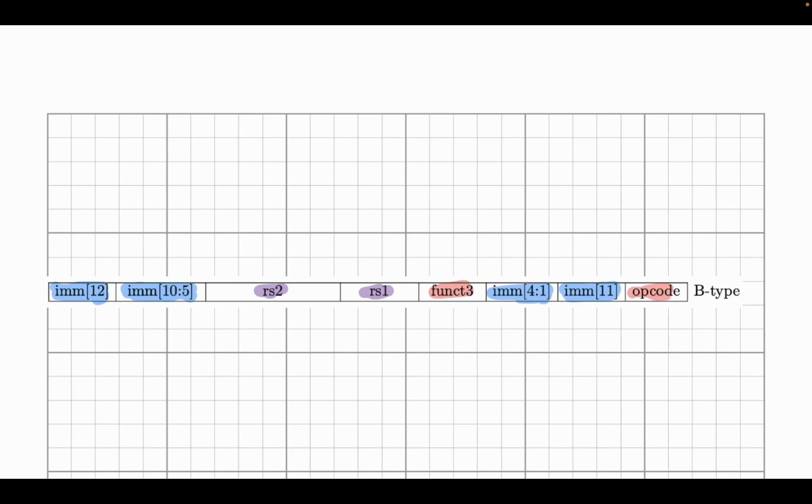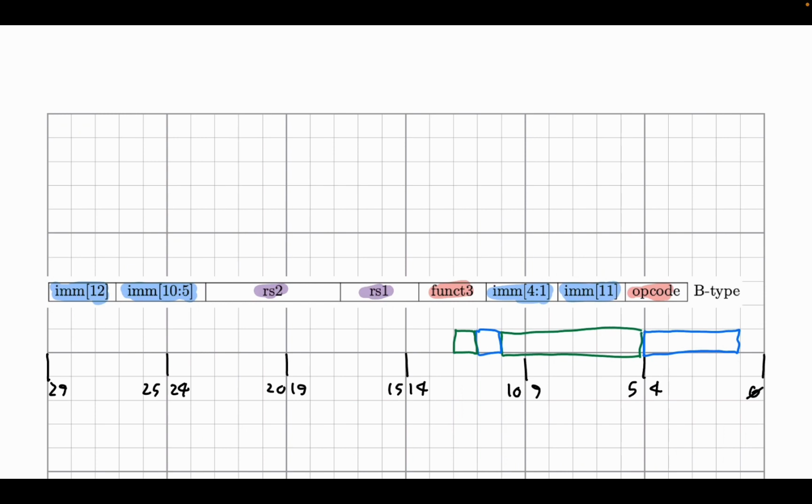So here I have a RISC-V B-type instruction, and I've color-coded all the different parts of it based on what they are. So red is opcode type stuff, purple is register, and blue is immediate. And you might notice that there's something interesting going on with the blue sections.